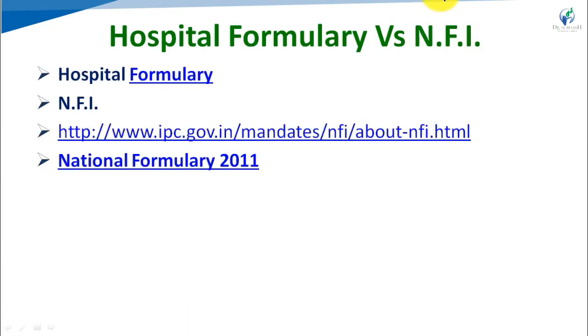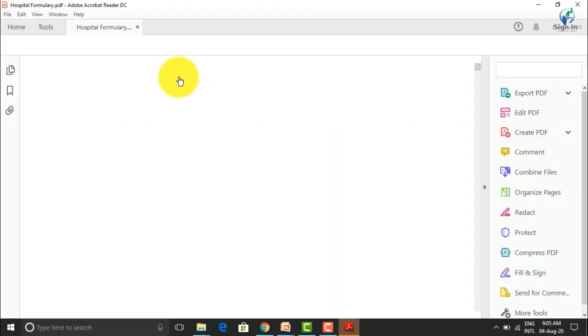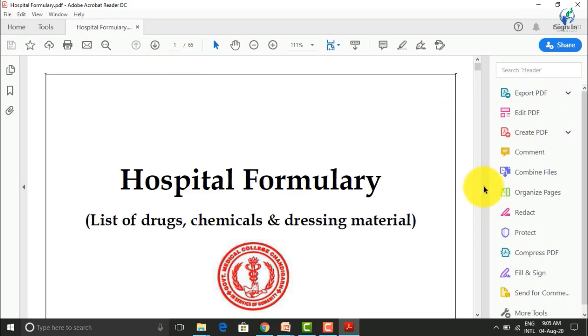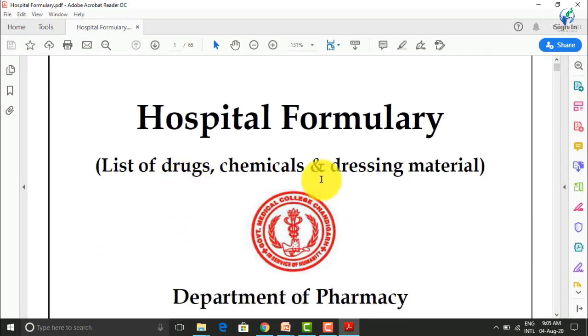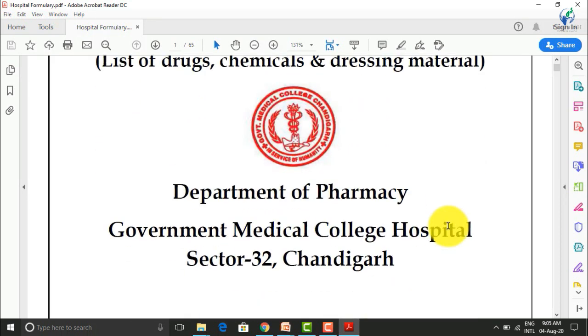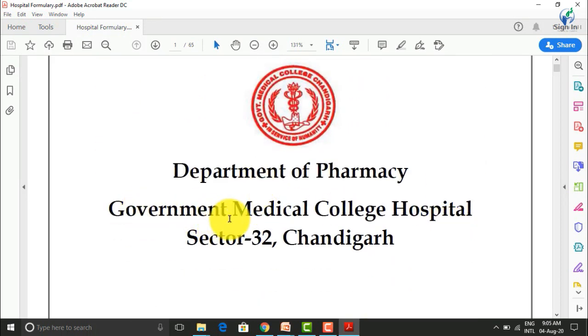Then hospital formulary versus N.F.I. First we need to consider the hospital formulary. Let's see what the format of the hospital formulary is. See, this is one hospital formulary. It includes the list of drugs, chemicals and dressing material. This is prepared by the Department of Pharmacy, Government Medical College Hospital, Chandigarh.